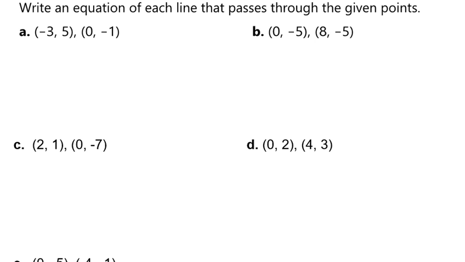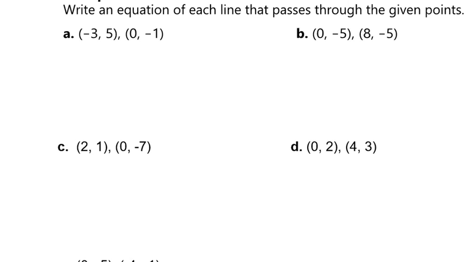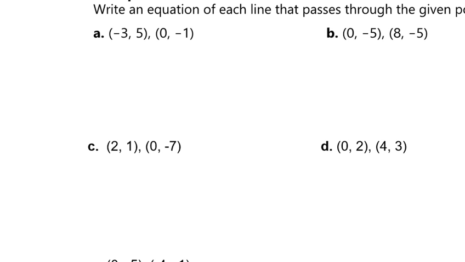In this video, we're going to be writing the equation of a line that passes through 2 points. There are some important things we need to remember here. We're going to give ourselves a little bit of room. The first thing is slope. The equation for slope is y2 minus y1 over x2 minus x1.